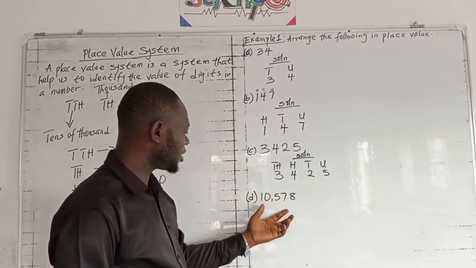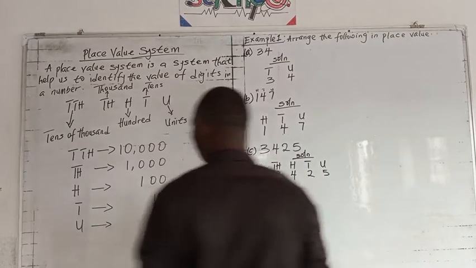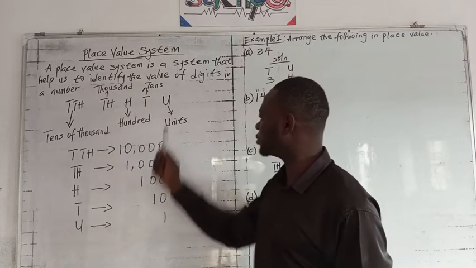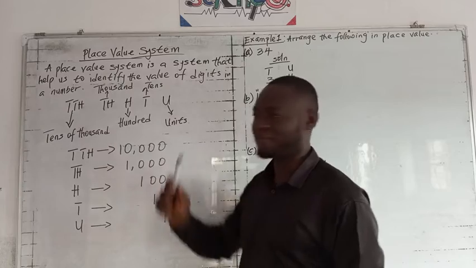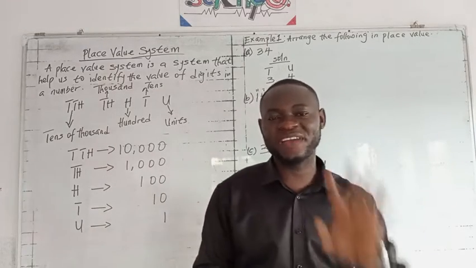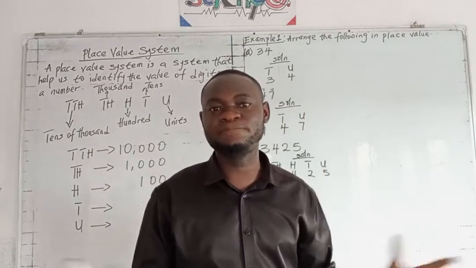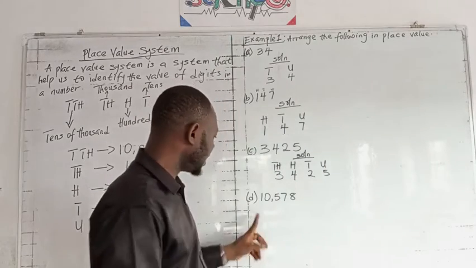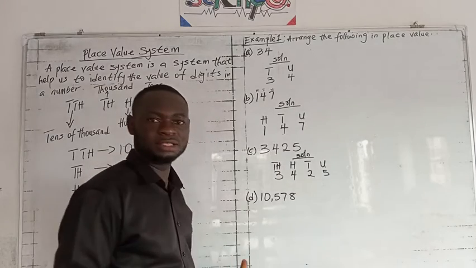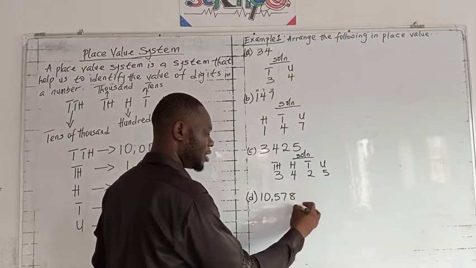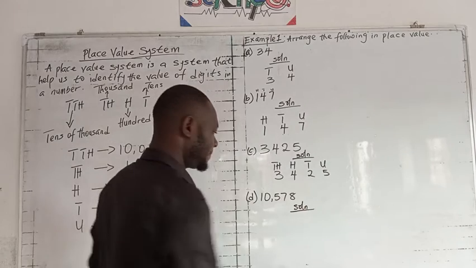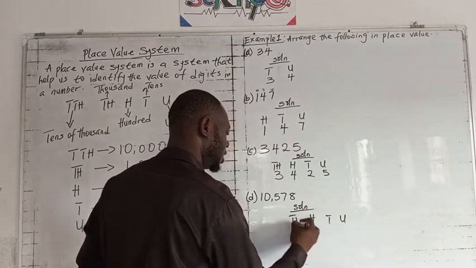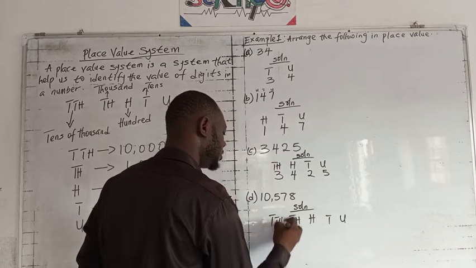10,578. Now to arrange this in place value, we look at our place value again. Let's go from units, tens, hundred, thousand, tens of thousand. 1, 2, 3, 4, 5. So since this number has 5 digits, what it means is that the highest place value in this number is tens of thousand. So we write out our place value system from units, tens, hundreds, thousand, and tens of thousand.